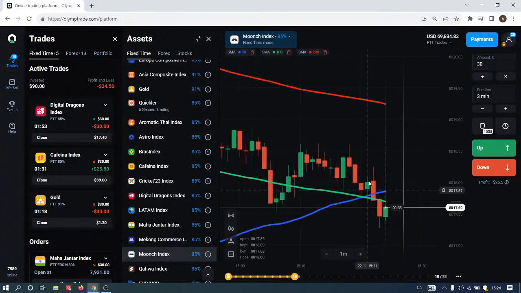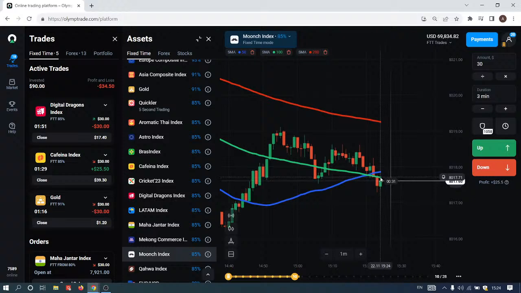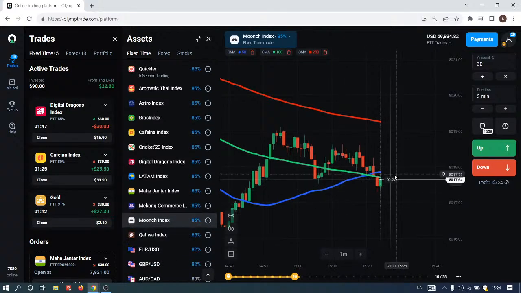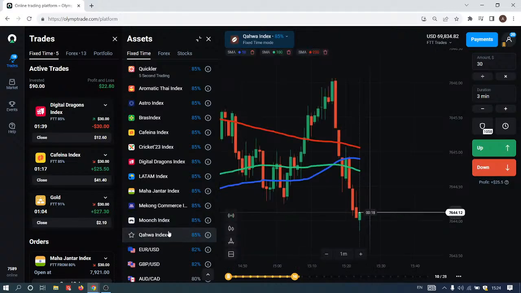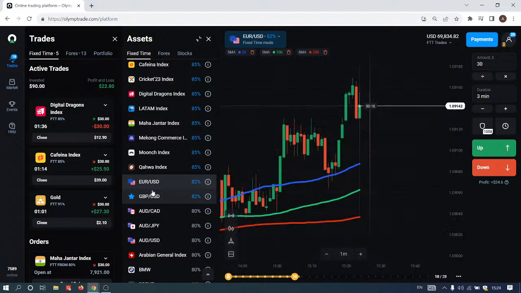All right, Munch index, a very interesting index. Okay, let's wait a little bit. I want to wait maybe one to two minutes. I want to see the next two candlesticks, and then I will decide whether to open a trade or not.